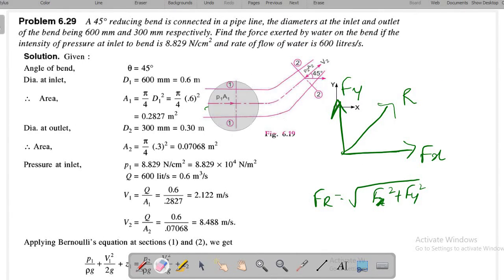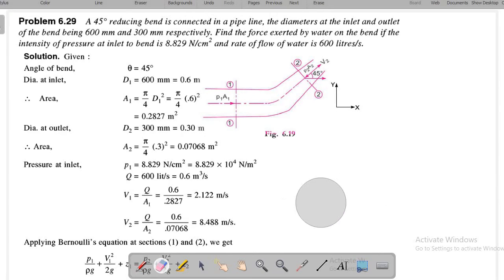Here we are going to calculate the force exerted by the water on the bend. Okay, a 45-degree bend. Remember, the angle is mentioned in the horizontal direction. Everything is in the horizontal direction. Don't consider this figure as vertical. It is the horizontal direction, but you consider it as if you are looking from the top. So when you are looking from the top, it will be seen like this.